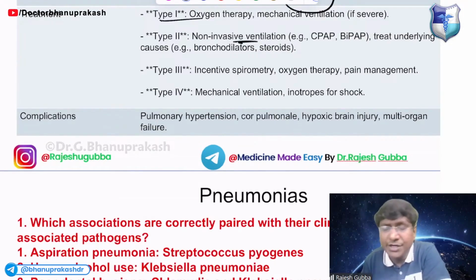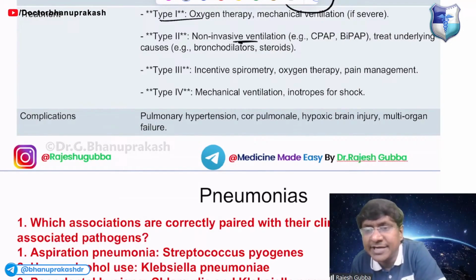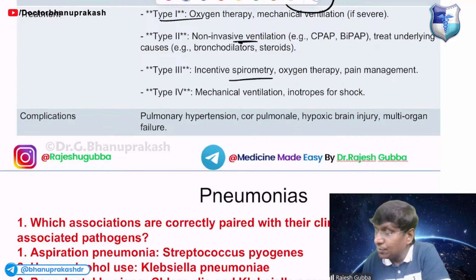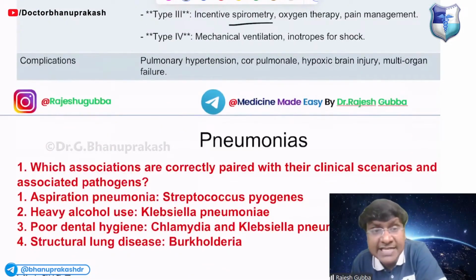And in type 2, you need to treat the underlying etiology and place the individual on a non-invasive ventilator, either with the help of CPAP or BiPAP. Whereas in type 3, oxygen therapy and chest physiotherapy have to be done, mainly to improve the strength of the respiratory muscles. And type 4, which is secondary to cardiogenic shock, whenever you do mechanical ventilation, there will be improvement in the cardiac output in these patients.